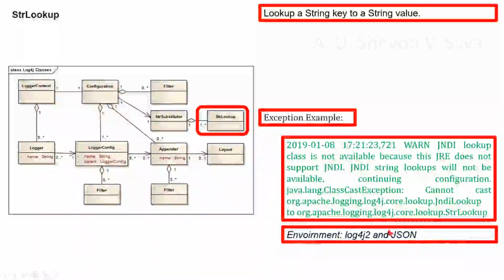As an exception example, we can consider this which occurred in Log4j with the environment with Log4j2 and JSON. JNDI lookup class is not available because this JRE does not support JNDI. JNDI string lookups will not be available, continuing configuration, and then java.lang.ClassCastException: cannot cast org.apache.logging.log4j.core.lookup.JndiLookup to org.apache.logging.log4j.core.lookup.StrLookup.